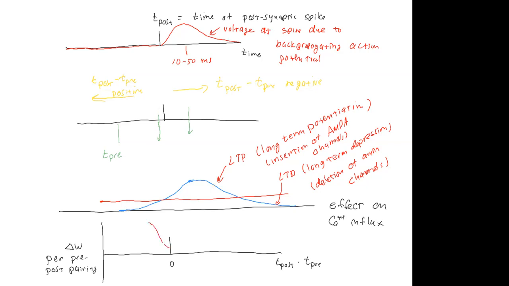Synaptic strength goes up and then it comes down and then goes over here and just fades away. So this side corresponds to this and this side corresponds to this. So this is a spike time dependent learning curve, and I'll do it on the next page. So this is T post minus T pre. This is zero. This is delta W.